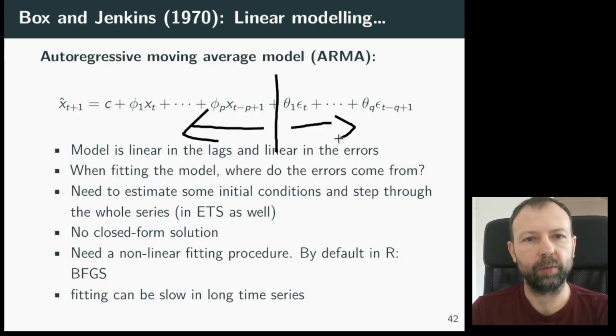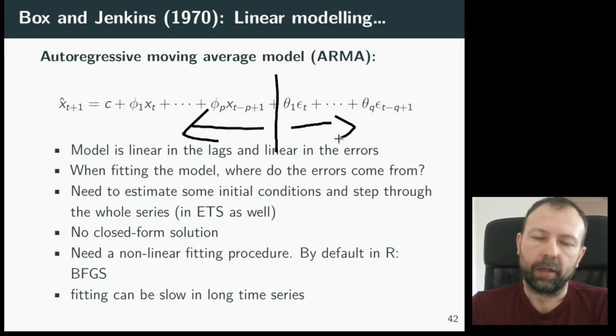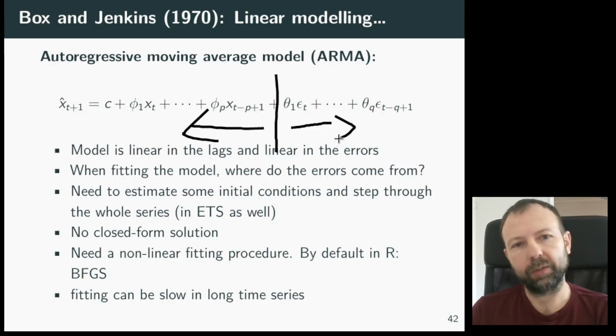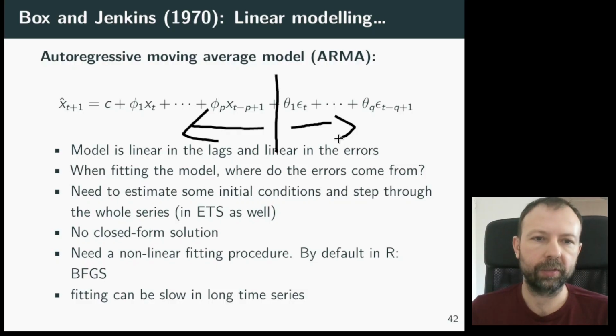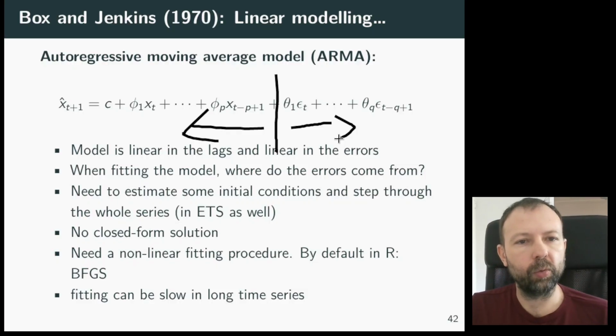However, if you ever try to implement an ARMA model from scratch, you will find out that when fitting this model, where do the errors come from? I mean, the lags, that's obvious. That's just our time series. But these errors, you are kind of generating them while fitting. So in the end, you actually need to estimate some initial conditions and then step through the whole series to fit an ARMA model. That's in ETS the same. You also need to estimate initial conditions and then step through the whole series. There is no closed form solution, so it actually needs a nonlinear fitting procedure.